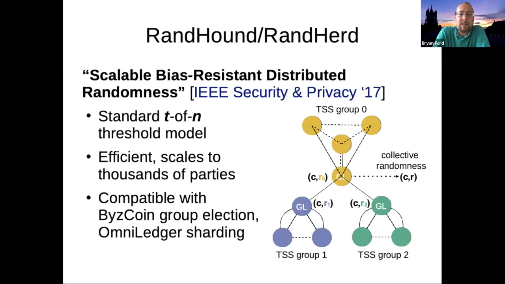2017. Basically, we wanted to say, okay, suppose we have a standard T of n threshold model, but we want it to really scale. So we want it to scale so that hundreds or thousands of nodes could participate in it directly, like either a really big federation or perhaps a large automatically chosen group out of a proof of work or proof of stake based system using Bitcoin or Algorand-like techniques. So, without getting into that, basically that's the motivation.